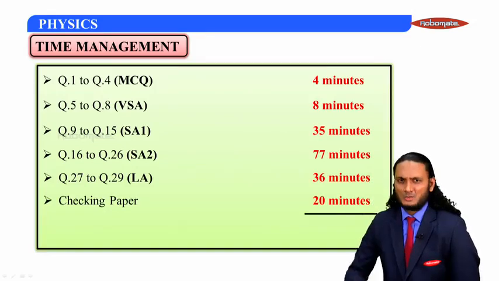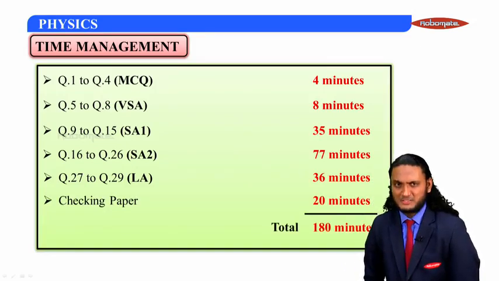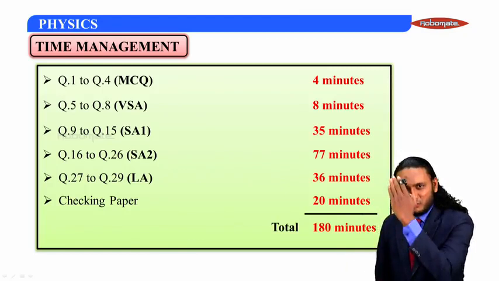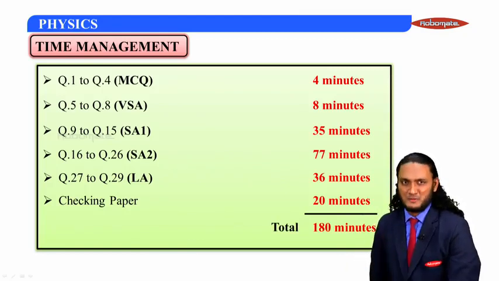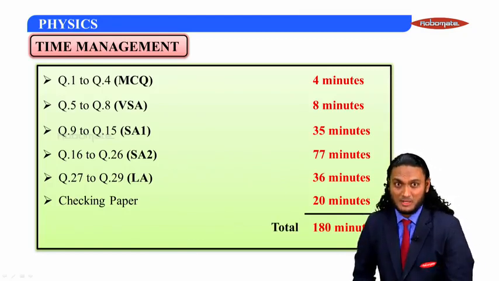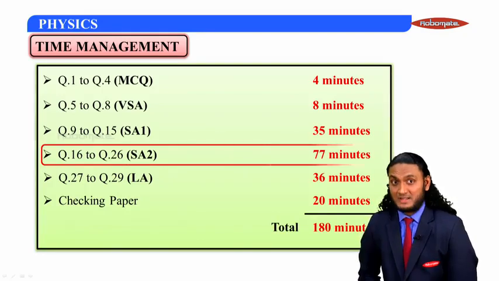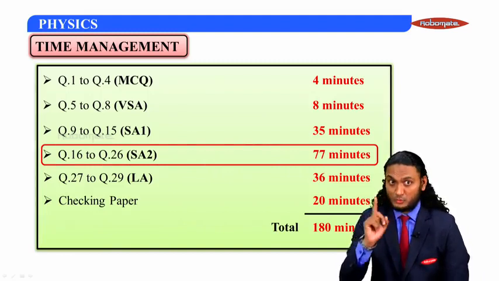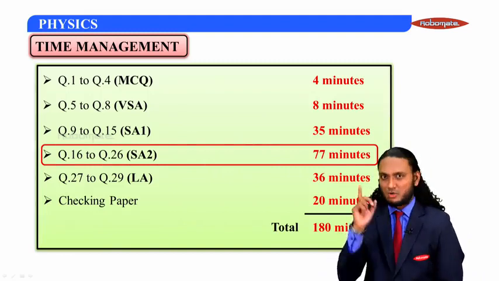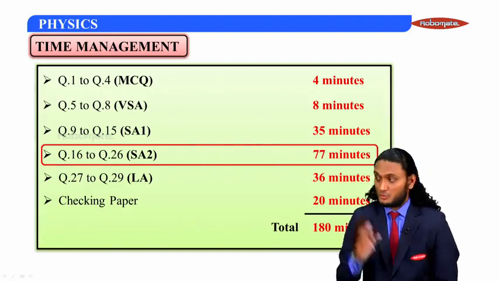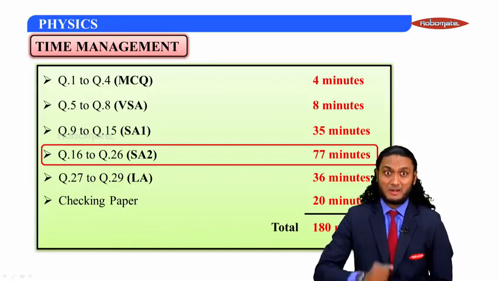Now if you see the total, how much are we getting? Yes, 180 minutes. Like this you can manage your paper. You understood? I hope this will help you. I am spending 77 minutes for question number 16 to 26, and that is going to give me the majority of the marks because it is short answer 2. So you have to focus on that section very, very nicely.